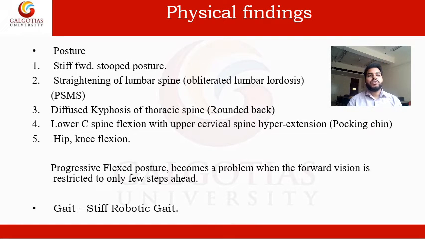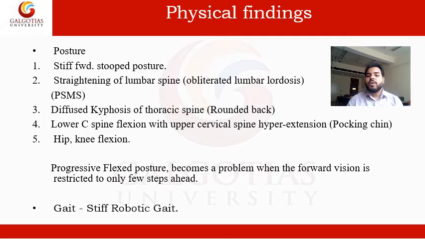Physical findings are the posture: a stiff forward stoop, or straightening of the lumbar spine, or obliterated lumbar lordosis. Your lumbar lordosis becomes straight or obliterated. Diffuse kyphosis of the thoracic spine, that is your round back. Lower cervical spine flexion with upper cervical spine hyperextension, that is your poking chin or forward head posture. And hip and knee flexion is there because of the fusion.